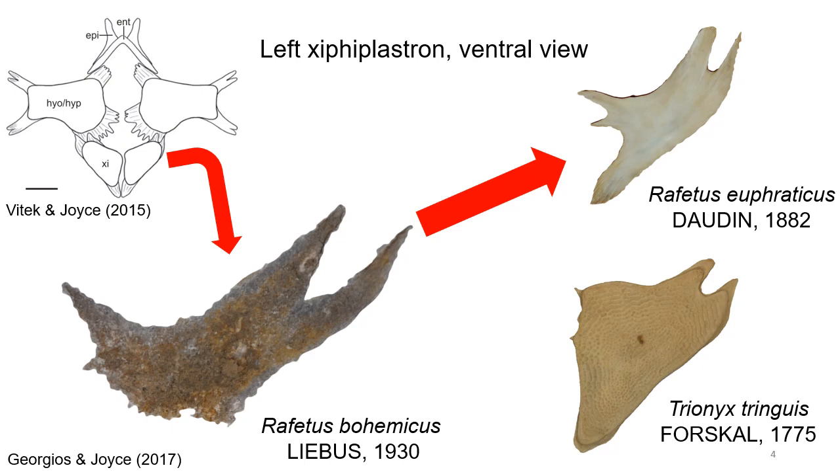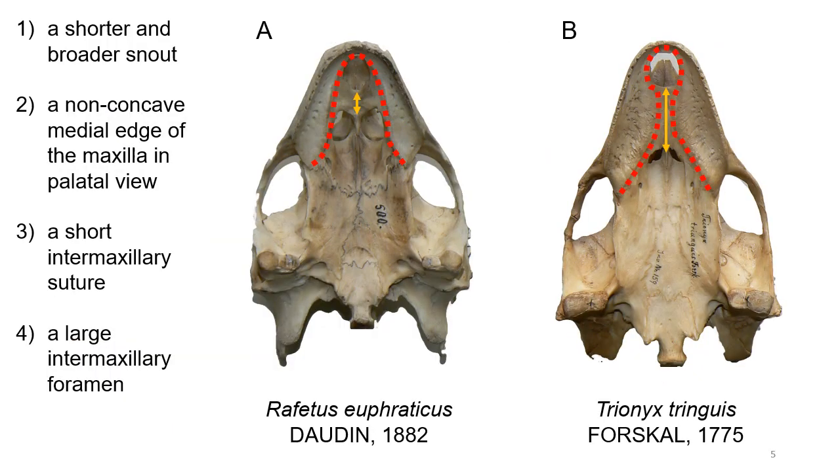However, is this enough to describe a new taxon according to one isolated fragment of shell? Are there no other diagnostic characters? So therefore, we compared the skulls of extant species Rafetus and Trionyx, and after that, we can see some differences. In Rafetus, the snout is shorter and broader, the edge of the maxilla is not concave, the intermaxillary suture is pretty short, and the intermaxillary foramen is quite large.